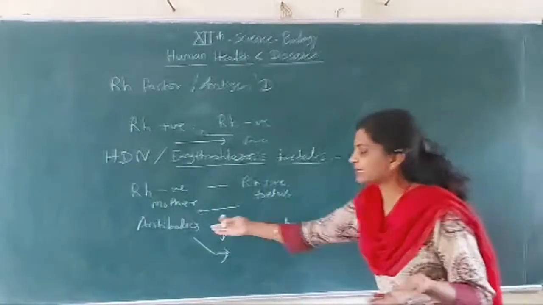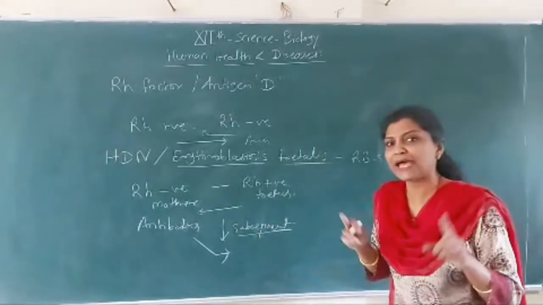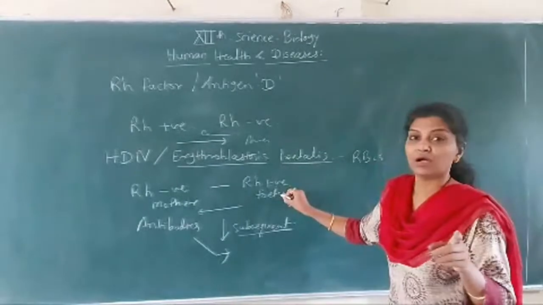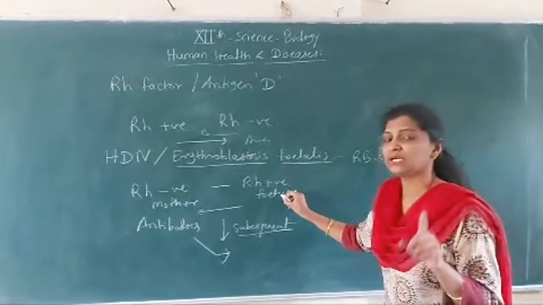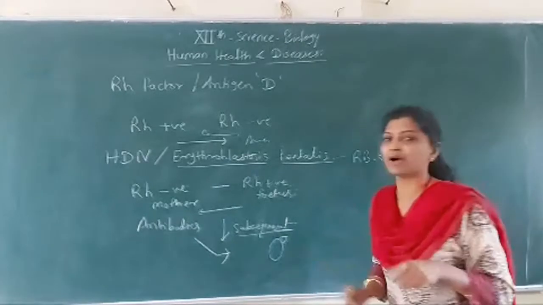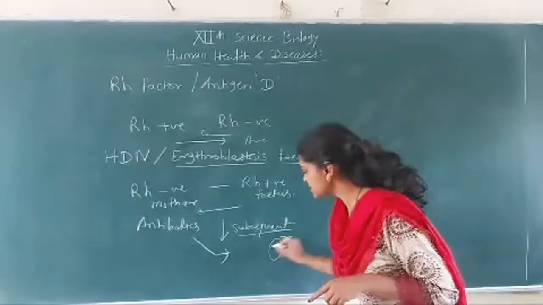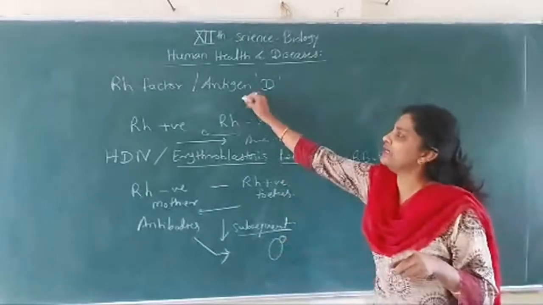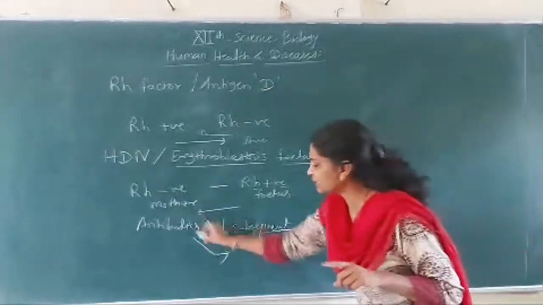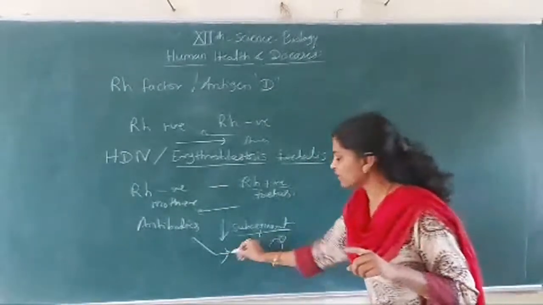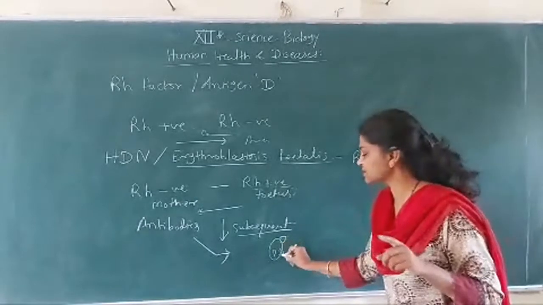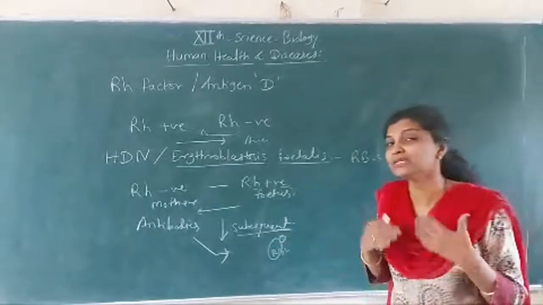So if the antibodies enter, what will happen? They act on this antigen, antigen D, that is the Rh factor, which is present on the surface of RBCs. The antigens present on these RBCs, because of which we call it Rh positive, these antibodies will act on them. So if antibodies act on the antigens present on RBCs, then these RBCs will be destroyed.